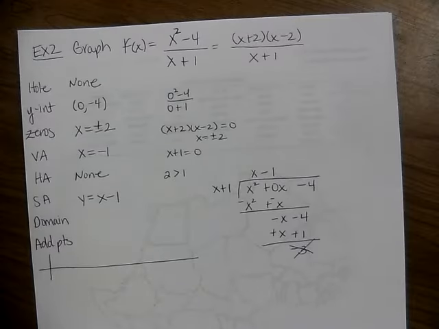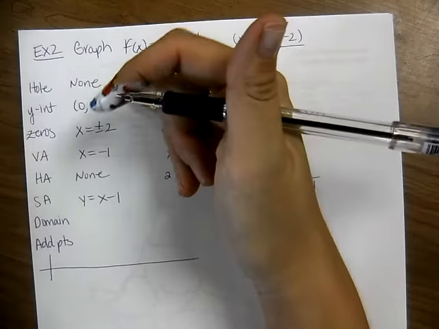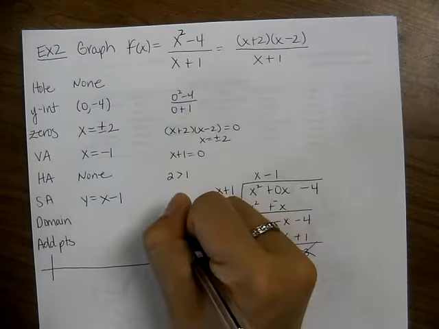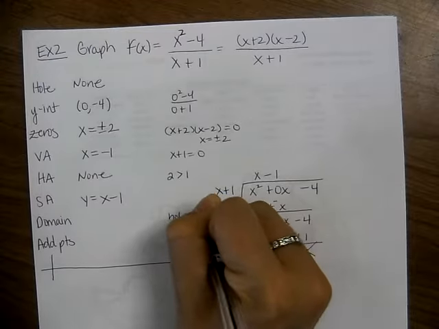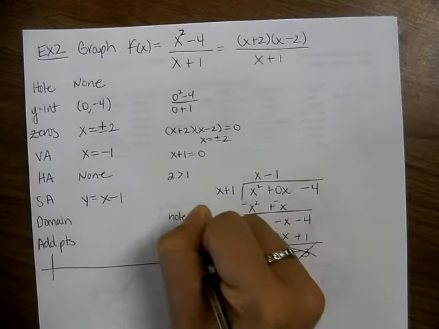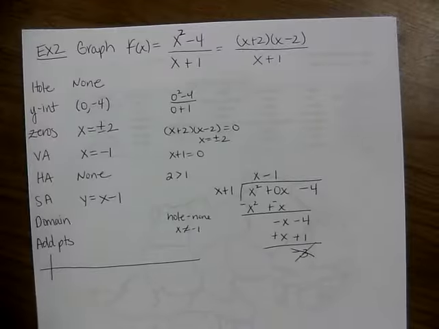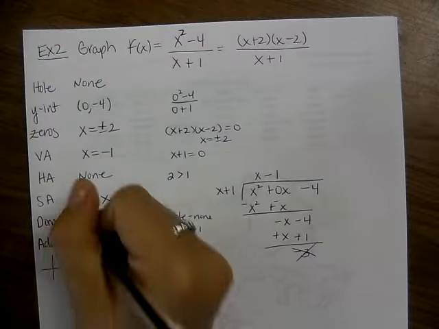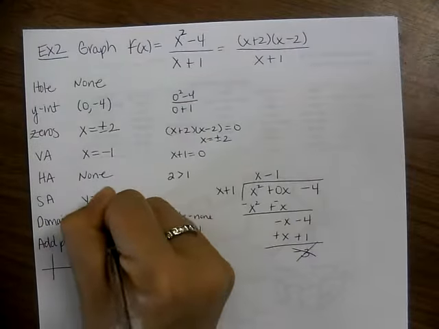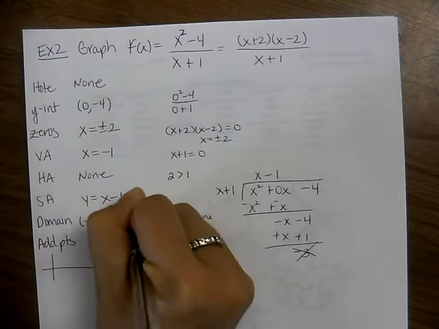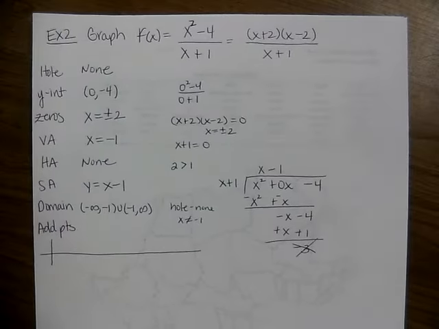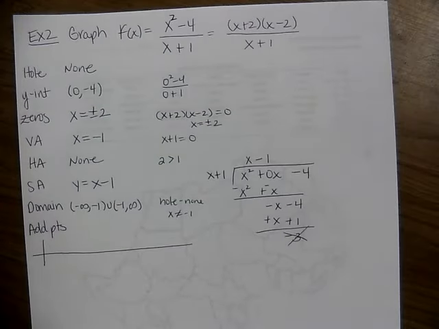When I go to find the domain, I'm looking at my hole, which there's none, and I'm looking at my vertical asymptote. So there's no hole, and x can't equal negative 1, right? Because it's the vertical asymptote. So if the only value that x can't be is negative 1, then I've got to go from negative infinity to negative 1 in union with negative 1 to infinity. I just have to jump over that vertical asymptote.